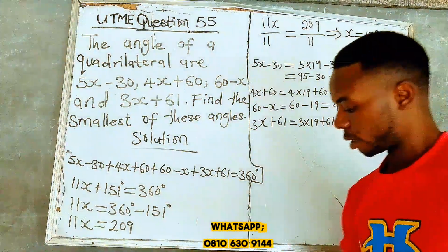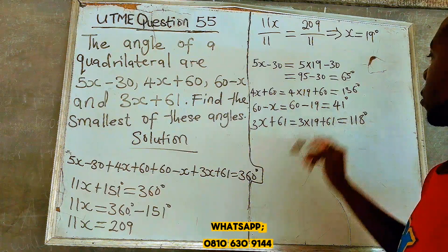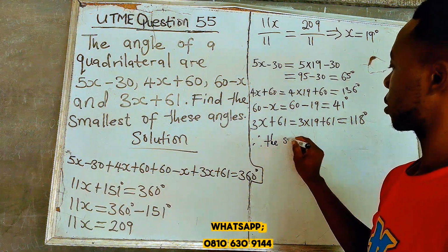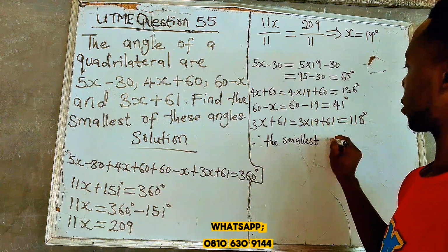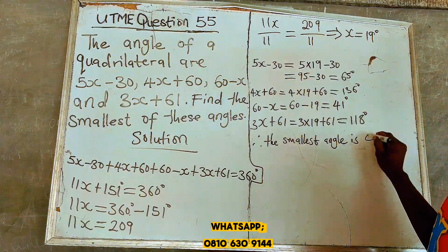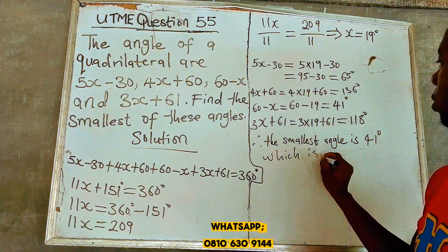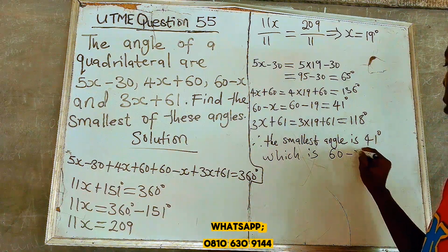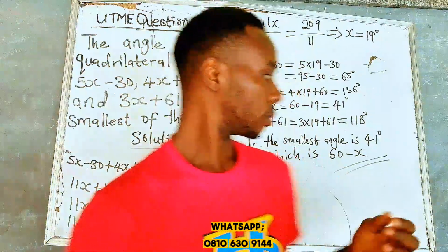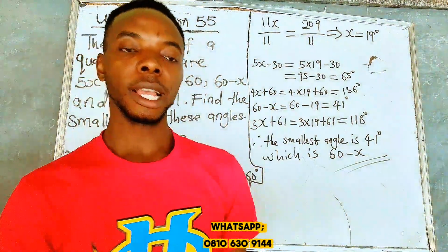So from here, you find out that the smallest of all of these angles is this 41 degrees. Therefore, the smallest angle is 41 degrees, which is this 60 minus x. I believe you understand this question. But how do you get this 41? It's from this place, 60 minus x.